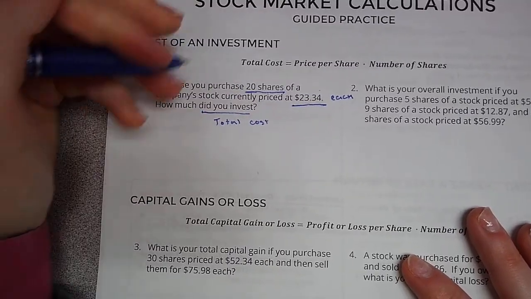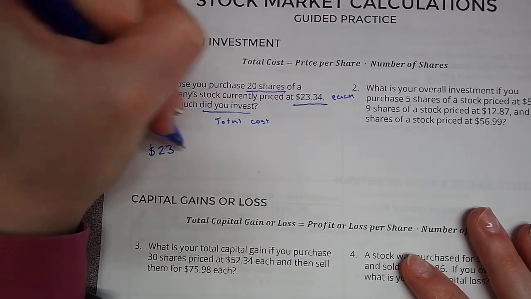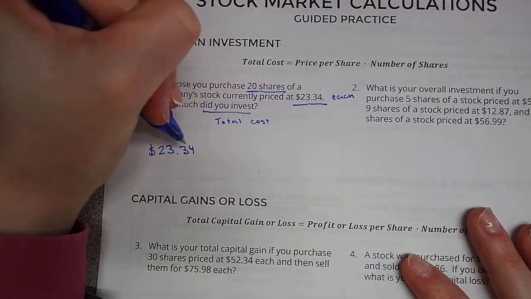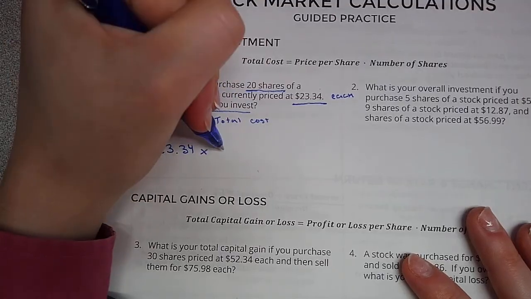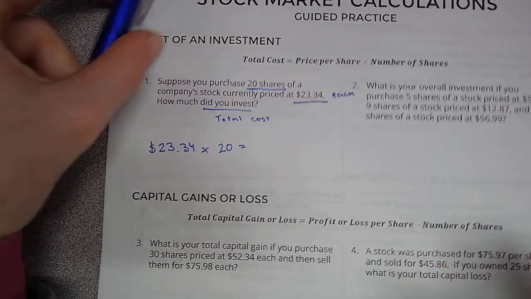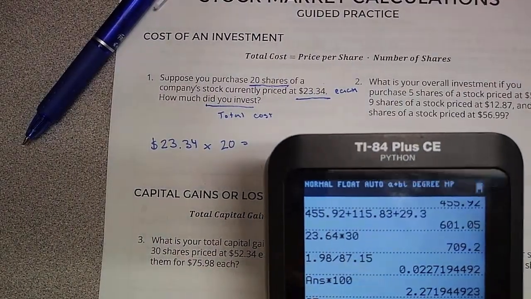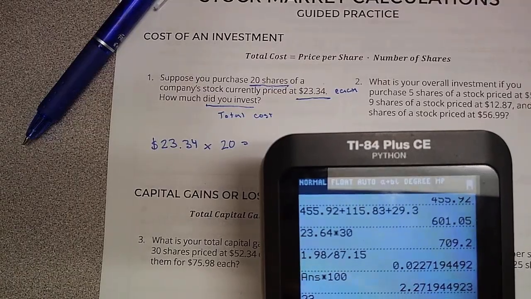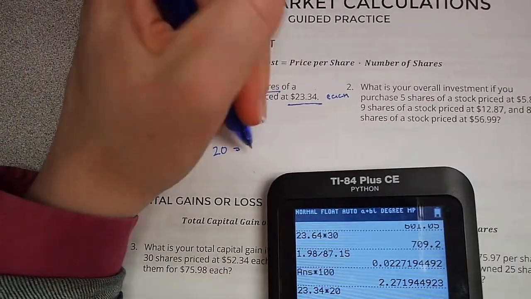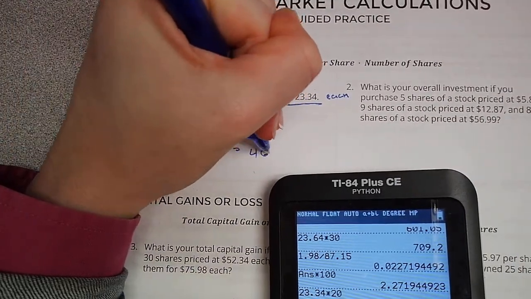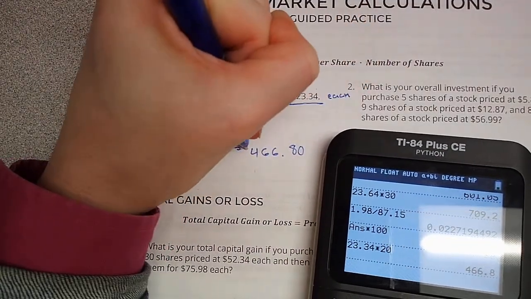So here we go. The price per share is $23.34 each share. Multiplying that by the number of shares, which is 20, is going to give you your answer. So our final answer is $466.80. We're going to add that zero because it's money.